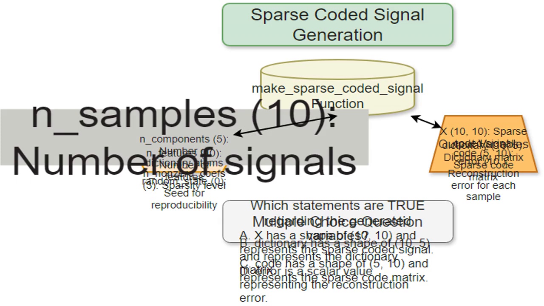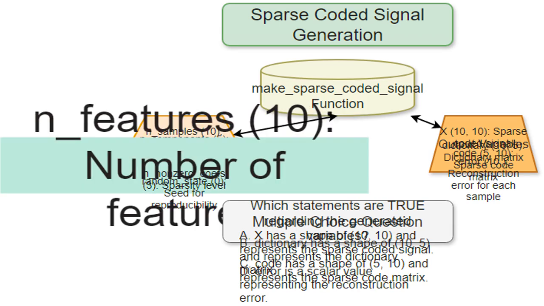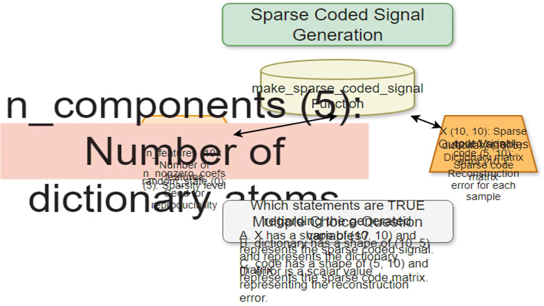This parameter defines the number of basic signal components. In our example, there are 5 fundamental building blocks. Think of it as having 5 different musical notes. This parameter controls the sparsity of the code, indicating that only 3 components will be used to create each signal. We'll use this value to better understand the structure of our code matrix. This sets the length, or dimensionality, of each signal. Here, each signal has 10 features, like 10 different aspects of a data point.